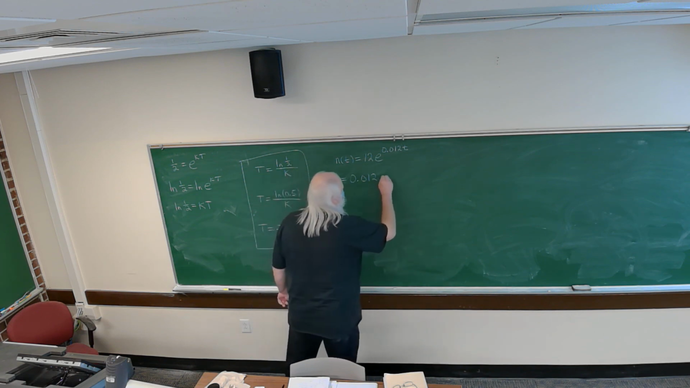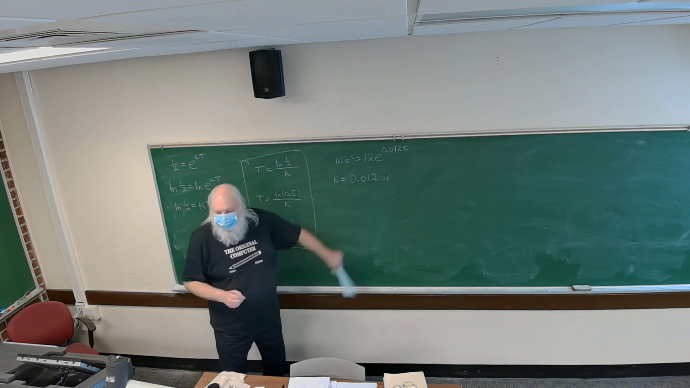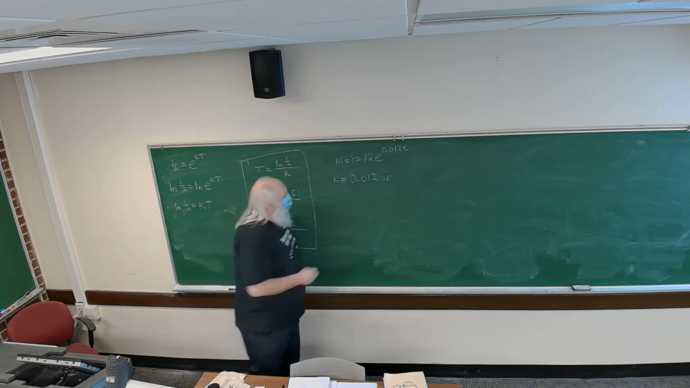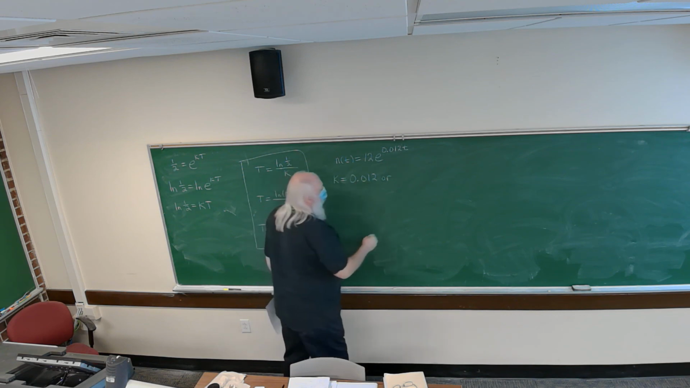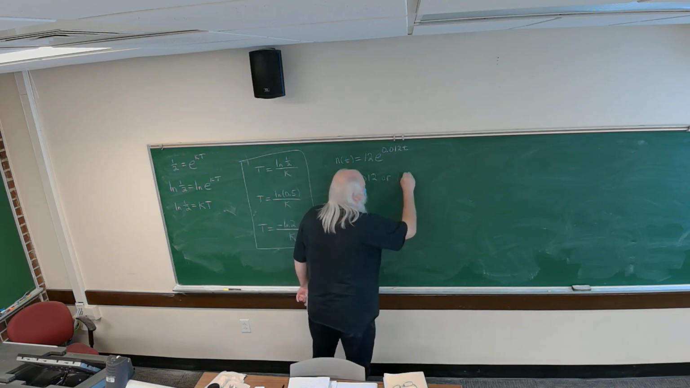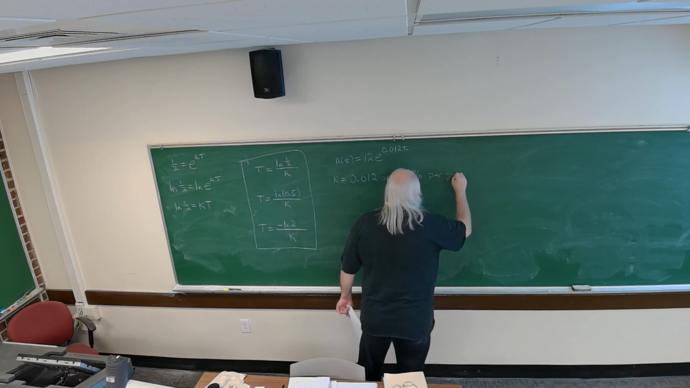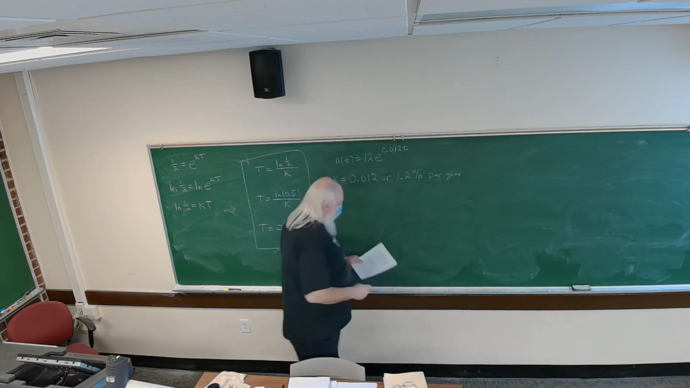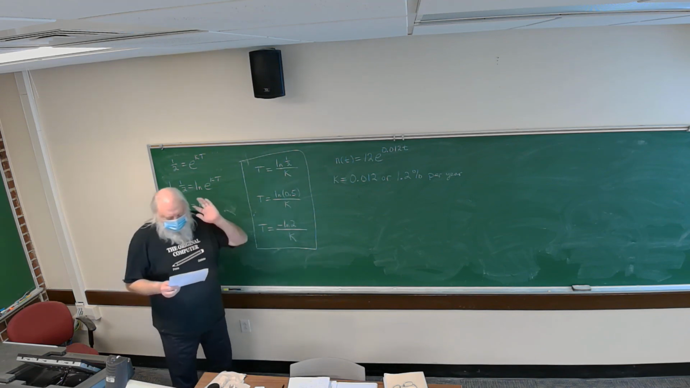And usually we like to express these answers as percentages. And so, to get the percentage, you just move the decimal place 2 notches to the right, and we have 1.2%. And because time is measured in years, it's 1.2% per year.